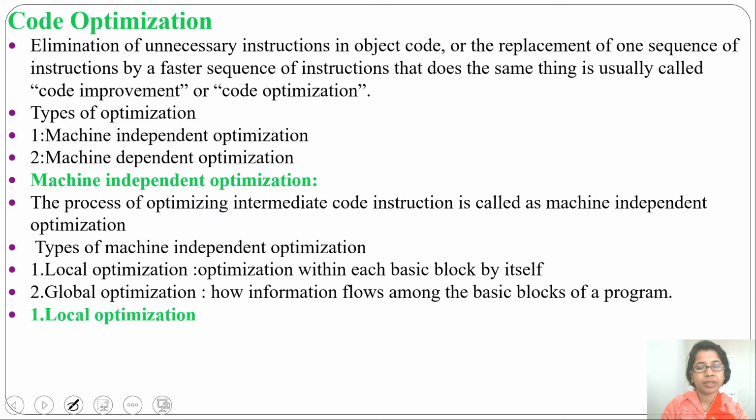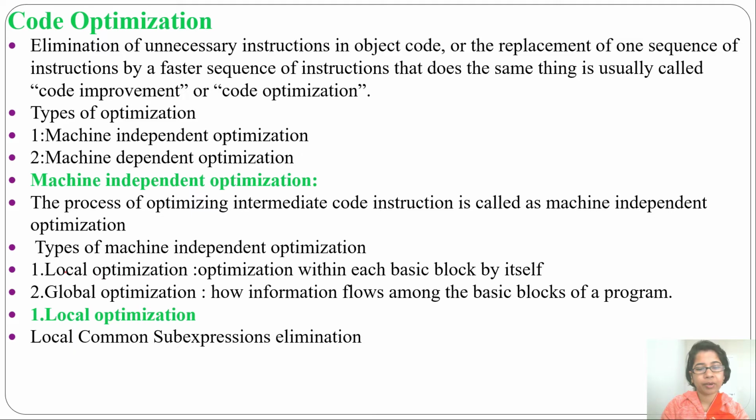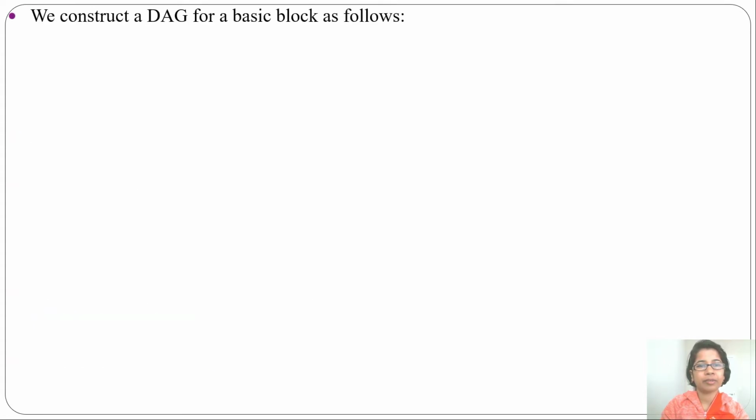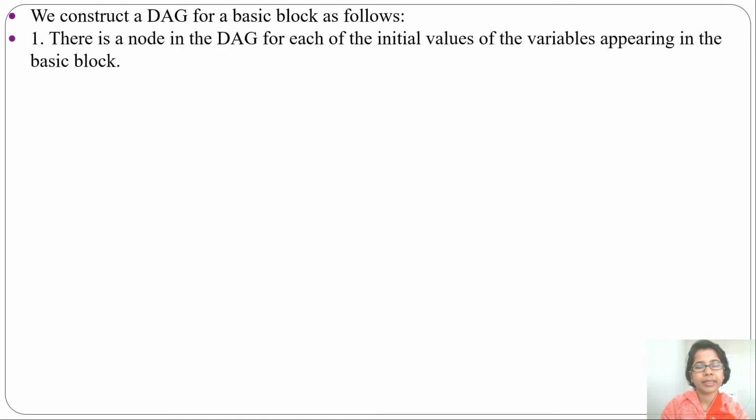Local optimization is optimizing code within a basic block. First is removal of local common subexpressions, then dead code elimination, next algebraic optimization. So these are the three local optimization processes that will apply on a basic block. For elimination of local common subexpressions and dead code, we use the DAG. I already discussed DAG for expressions. Let's discuss how we can construct a DAG for a basic block.